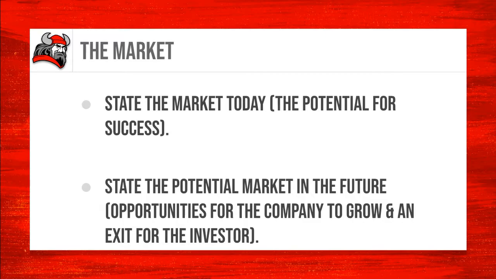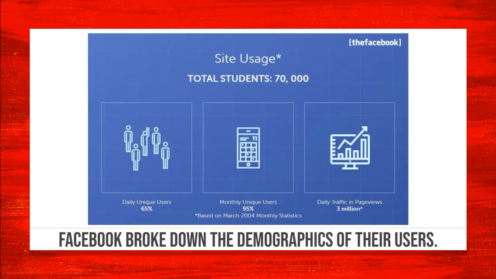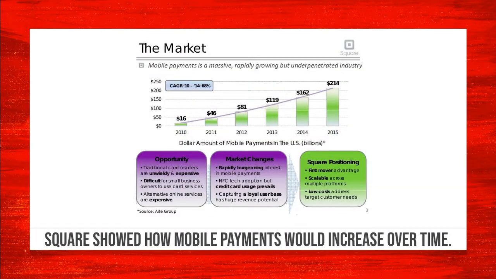Try to state the market for your product, the potential for success today and going forward. You've done some market research. This is where the market research goes. Here's Facebook talking about how many people might use Facebook back in the early 2000s. And then here is Square showing mobile payments growing over time.